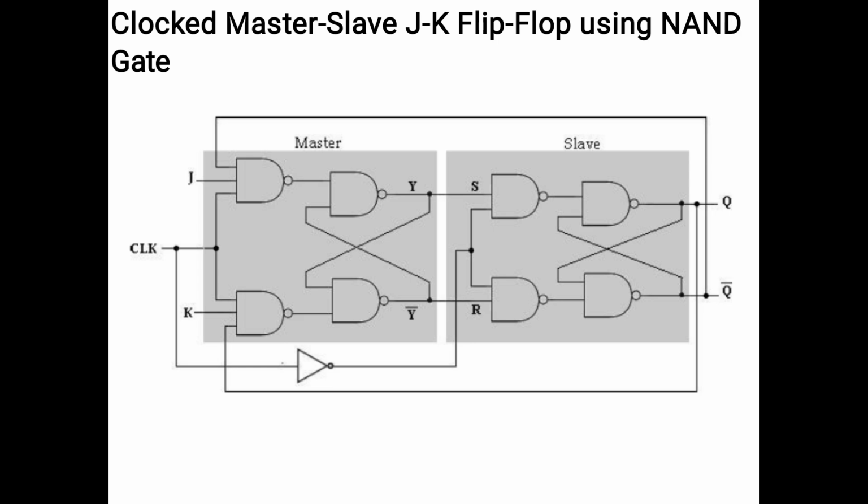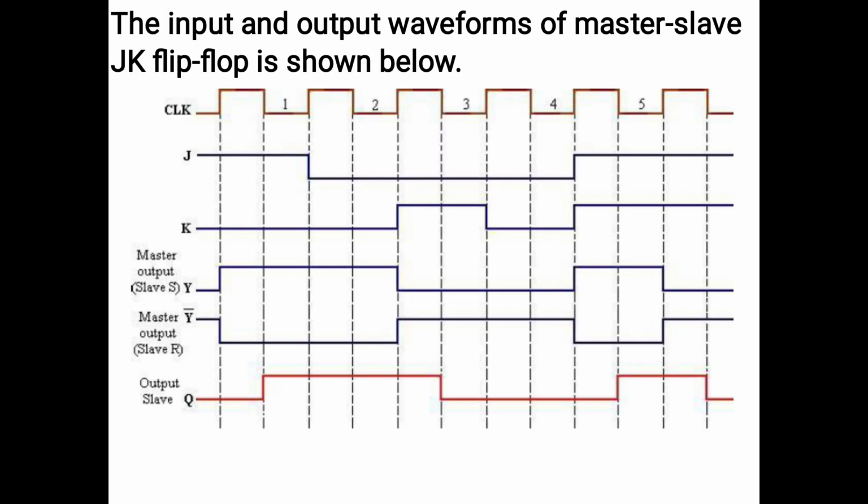So this diagram represents the clocked master slave JK flip-flop designed using NAND gates, and the input and output waveforms of the master slave JK flip-flop, with the output waveform for both master as well as the slave, under both set and reset conditions.